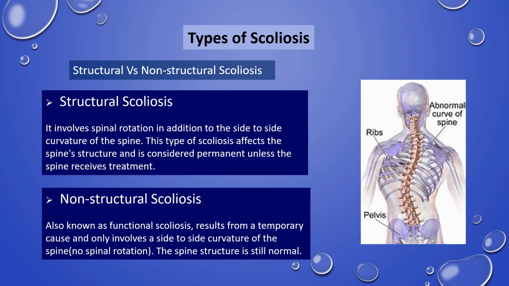Types of scoliosis: structural versus non-structural scoliosis. Structural scoliosis involves spinal rotation in addition to the side-to-side curvature of the spine. This type of scoliosis affects the spine's structure and is considered permanent unless the spine receives treatment. Non-structural scoliosis, also known as functional scoliosis, results from a temporary cause and only involves a side-to-side curvature of the spine. The spine structure is still normal.